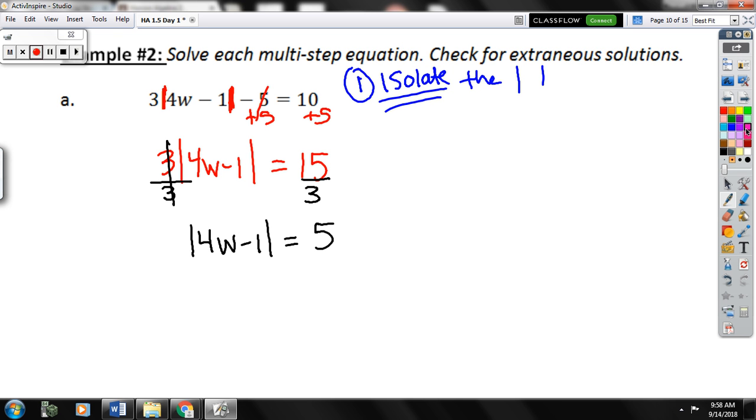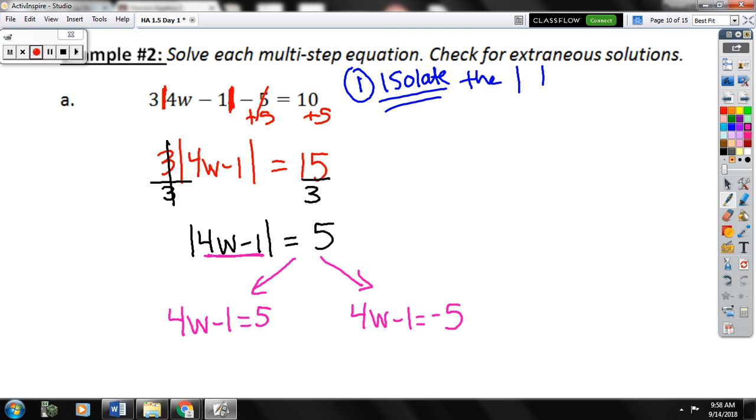All right, now that we've isolated our absolute value, now we take what's inside the absolute value and we can set it equal to a positive 5 and a negative 5. And this is one topic that some of you may have learned in Algebra 1 and some of you may not have. It kind of depends on if you took it at the middle school or the high school. Sometimes they don't teach this. And we just solve this.